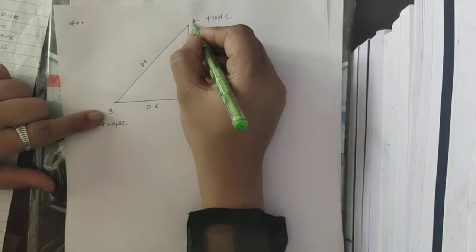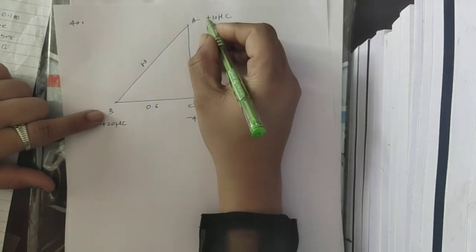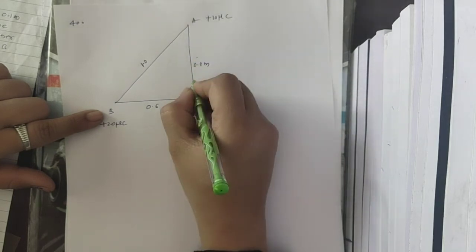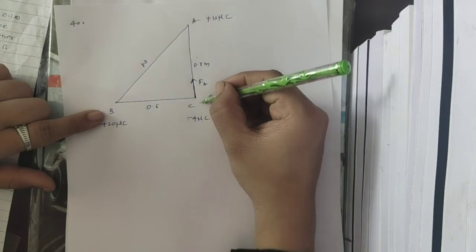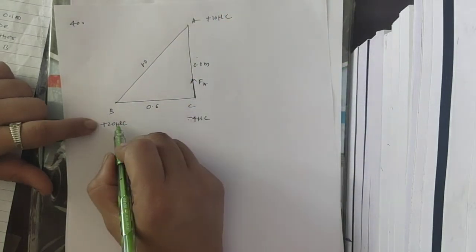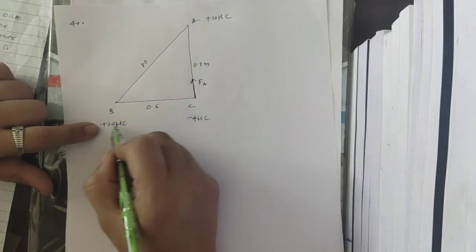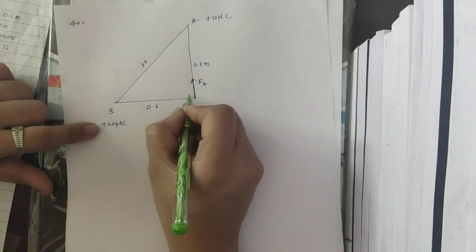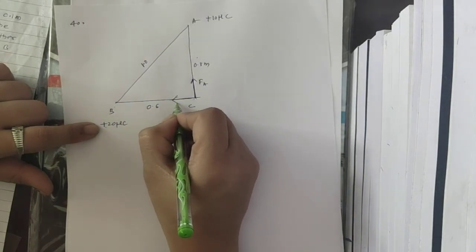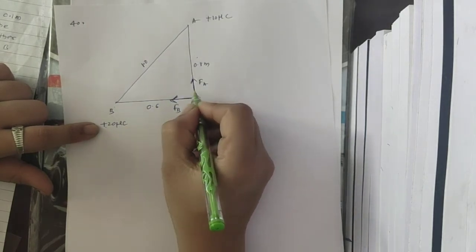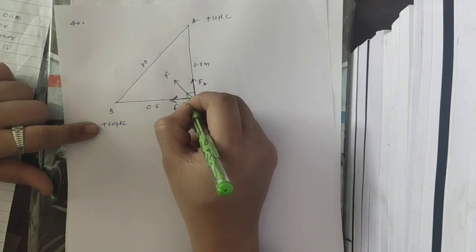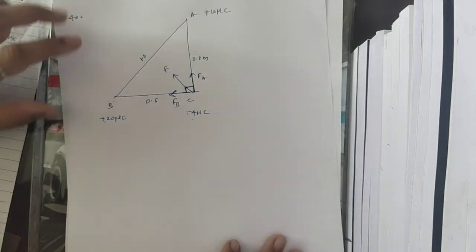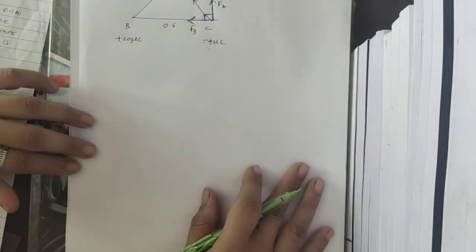A exerts force on C. So A is plus, this is minus, so this is FA. This plus is going to attract minus. B also exerts force on C. This is plus, this is minus, so again it will attract. So this I take as B. The resultant of FA and FB is F, and theta is 90 degree. Okay, we will find F.